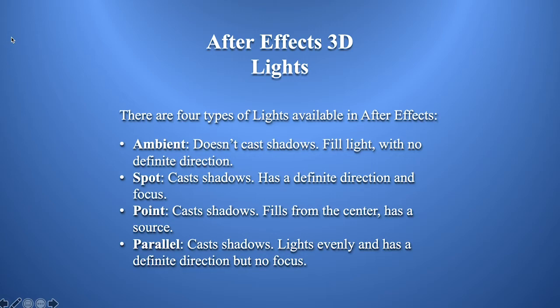A point light casts shadows. It fills from the center and it has a source. A parallel light casts shadows. It lights evenly and has a definite direction, but no focus.